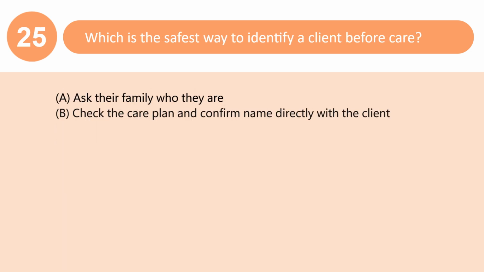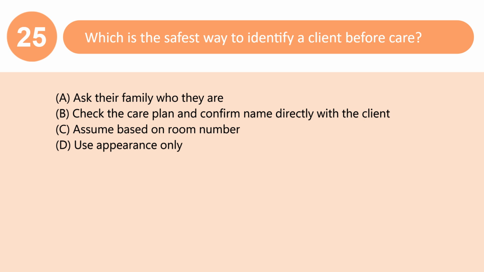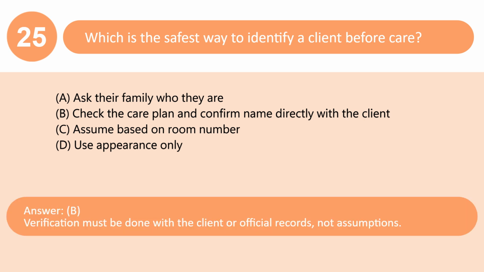Which is the safest way to identify a client before care? A. Ask their family who they are. B. Check the care plan and confirm name directly with the client. C. Assume based on room number. D. Use appearance only. Answer: B. Verification must be done with the client or official records, not assumptions.